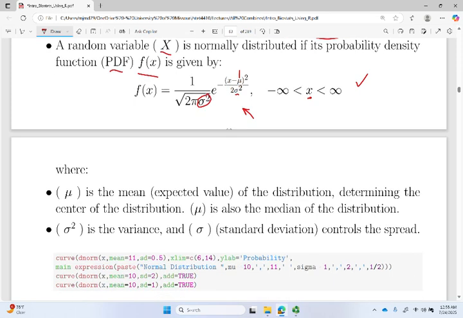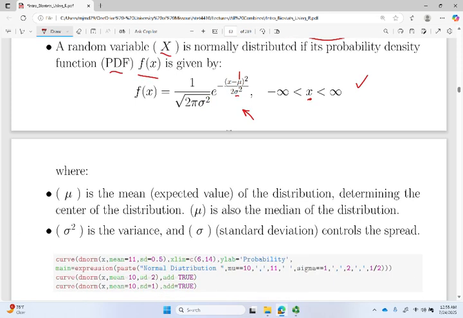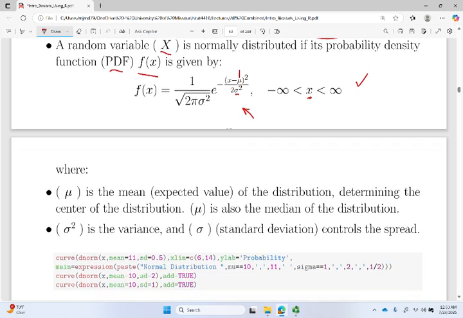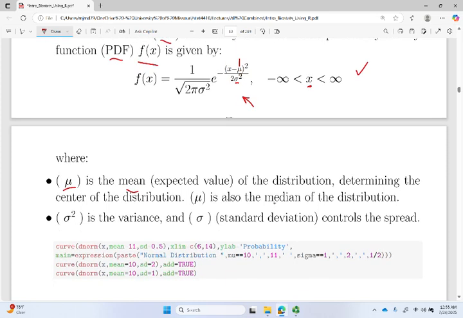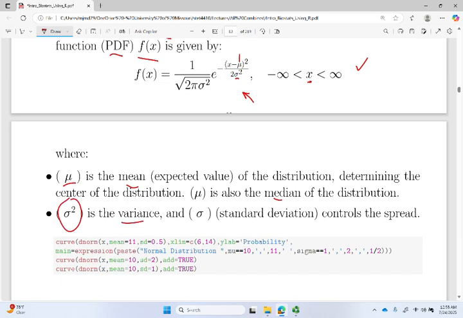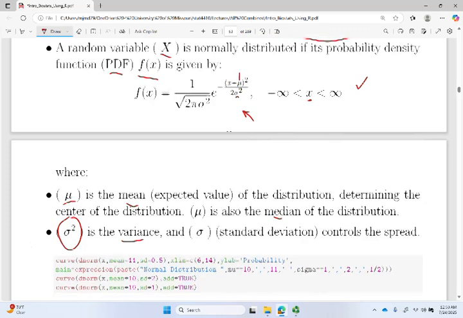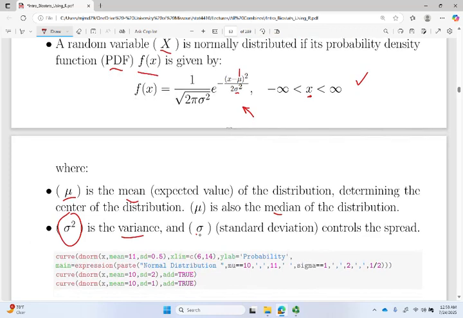And those represent things. In the normal distribution, mu is the mean. It's the expected value of our distribution. It's also the median because the distribution is symmetric, and it's the 50th percentile of that distribution. Sigma squared is the variance of our distribution. If you take the square root of the variance, you get the standard deviation, and it really controls the spread.